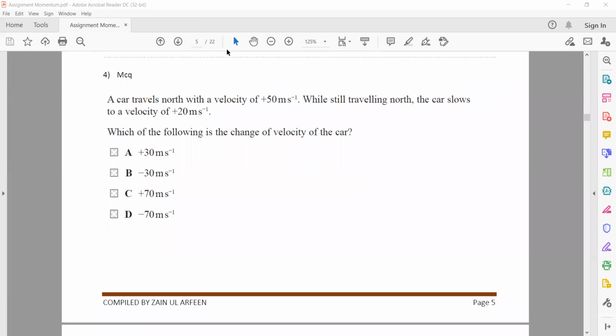In question 4, a car travels north, so we have the directions north, south, east, west. So a car travels north with a velocity of 50, so it is traveling towards the north with a velocity of 50. While traveling, the car slowed down to a velocity of 20. So it does not change the direction, it only changes the velocity to 20 meters per second.